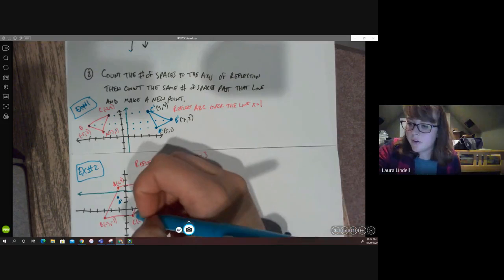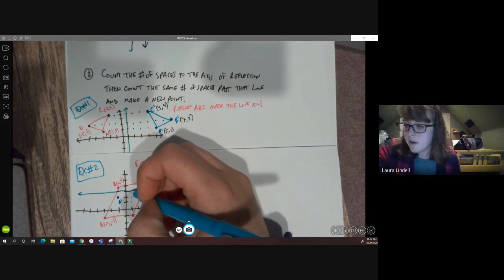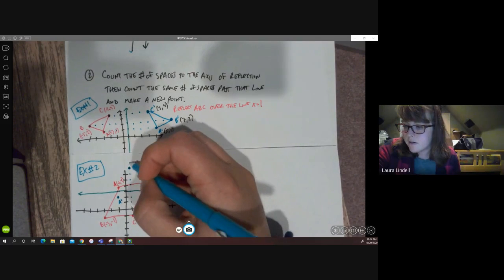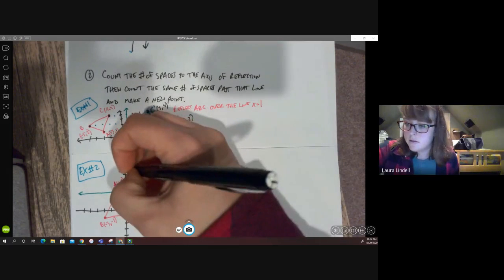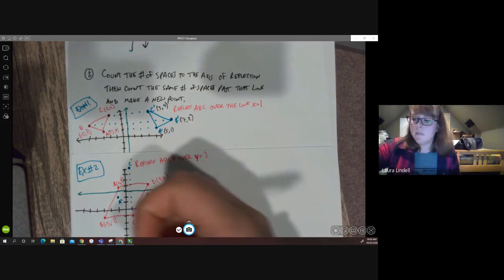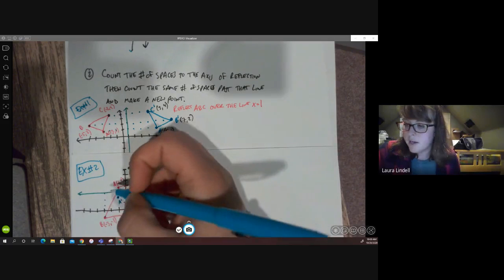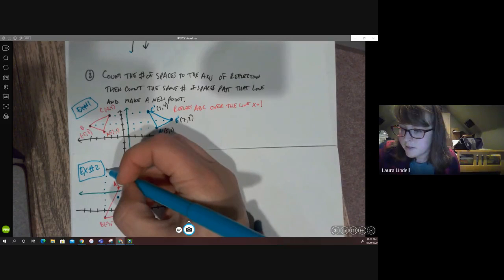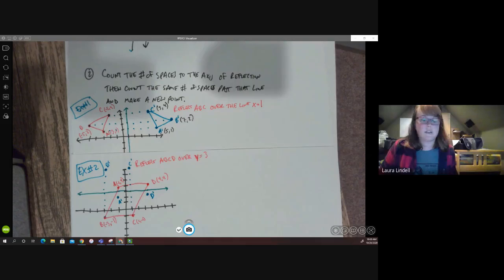Then for C, I have to go up 1, 2, 3, 4 to get to the line. So 1, 2, 3, 4 past it for C prime. And then for B, we have to go up 1, 2, 3, 4 to get to the line. So 1, 2, 3, 4 past it. And then we connect our new dots.